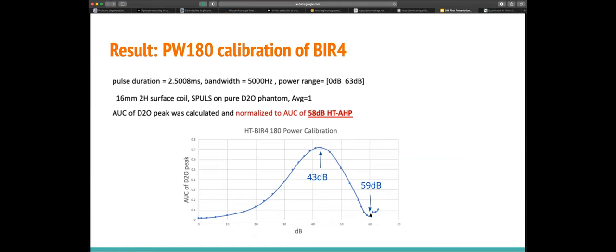We achieved the M0 conversion to Z negative using a power around 60 dB. But we need to consider more factors as a function of the signal intensity, such as the phase increment during the sweeping of the B effective from Z positive to Z negative. So actually, I want to say it's not an optimal power we get here, 60 dB for the BIR-4 pulse.